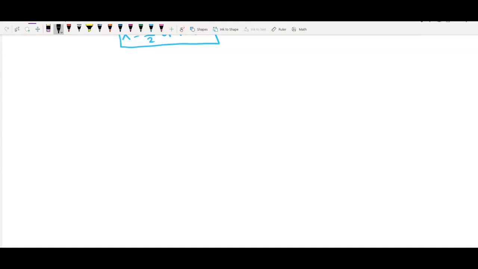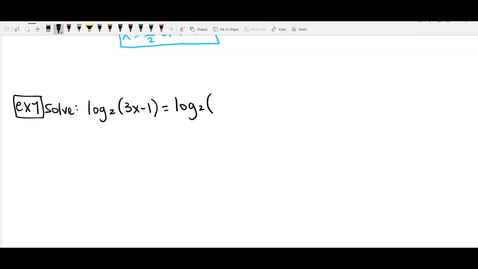So if I go, let's see, example 7. So I'll look at ones that look like this. So if I have log base 2 of 3x minus 1 equals log base 2 of 5x minus 7. Okay, so when we have a log in more than one place here, you want to make sure you have one log on each side of the equation.